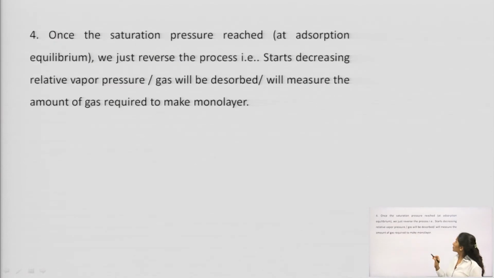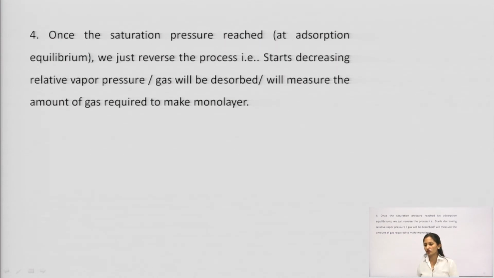Once the saturation pressure is reached at adsorption equilibrium, we just reverse the process. क्या किया था हमने, पहले रूम टेम्परेचर पे स्टार्ट किया था, और धीरे धीरे we went towards the cryogenic temperature, जैसे -196 डिग्री सेल्सियस. Whenever we reach the equilibrium pressure, that's an equilibrium condition, we just revert the process. That means जो हम slowly -196 पे गए थे, now slowly from -196 degrees Celsius we have to reach the room temperature.